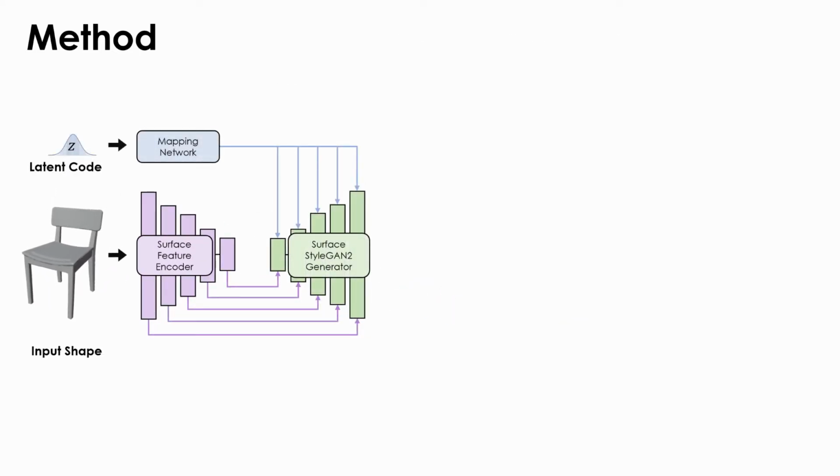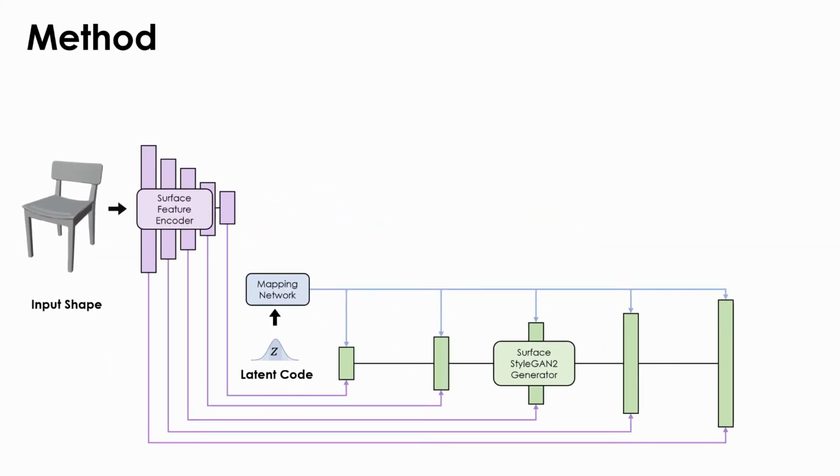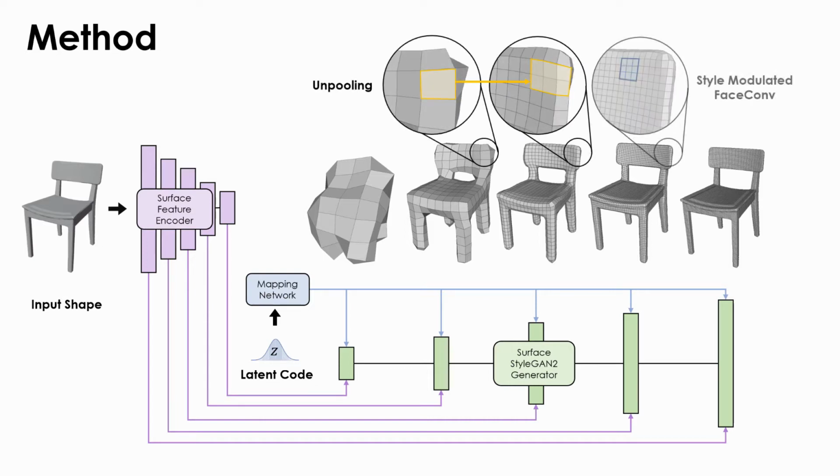Our decoder is inspired by the StyleGAN2 generator. Rather than image grids, our decoder operates on the four-RoSy mesh hierarchy using our face-based unpooling and style-modulated face convolutions. The decoder outputs the mesh texture, predicted as colors on the faces of the mesh.